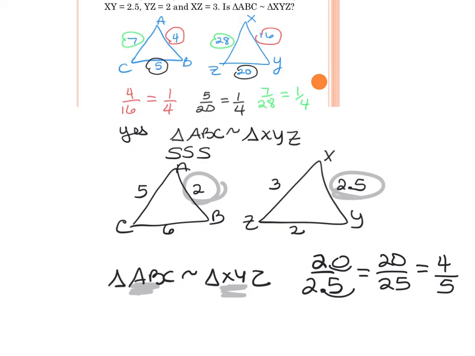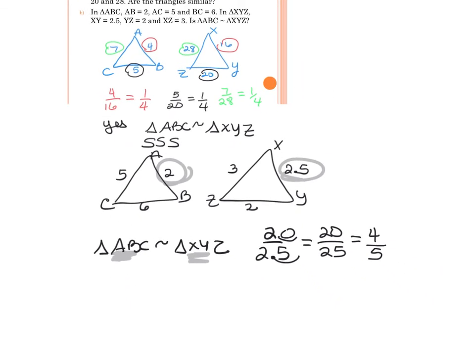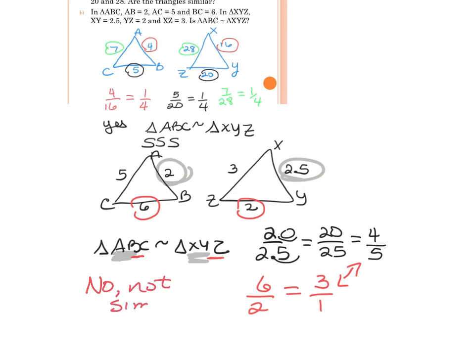I now am going to try to match the next side. So I can match BC with YZ. So BC is 6, YZ is 2. So 6 to 2 simplifies to 3 to 1. As soon as I see that these two numbers are different, I can stop and say, no, they are not similar. And my reason could be that the sides are not proportional.